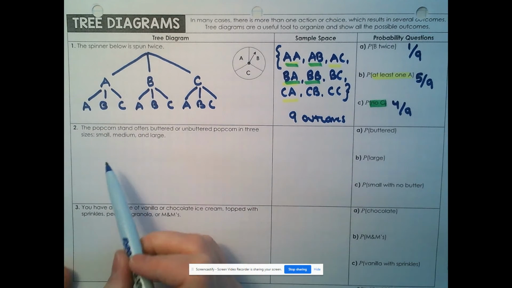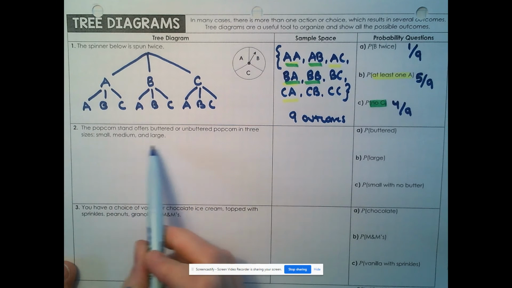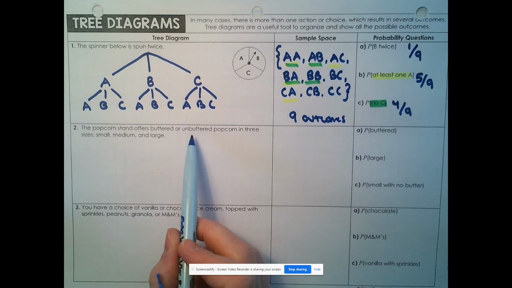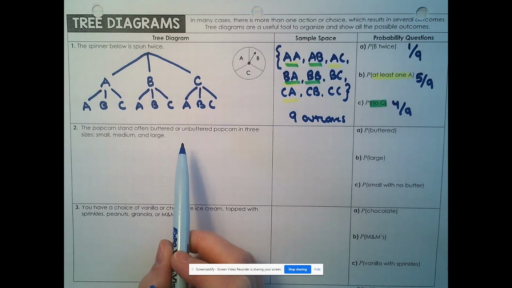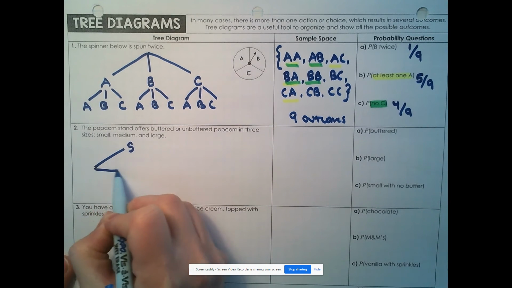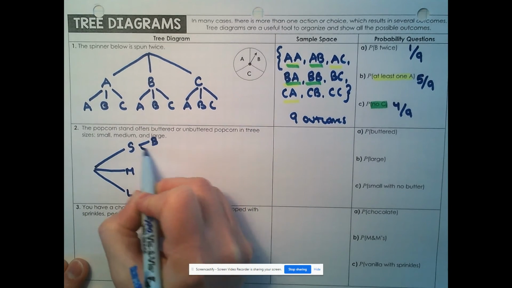So the next one, the popcorn stand offers buttered or unbuttered popcorn in 3 sizes, small, medium, and large. You don't necessarily have to do your tree diagram in the order that the question states. You could start with buttered or unbuttered. You could start with small, medium, or large. That part really is up to you because the results are still going to be the same. So I might do this one small, medium, large, and then buttered or unbuttered.